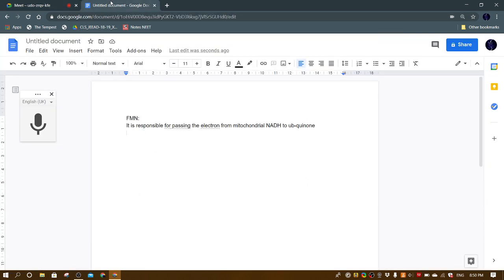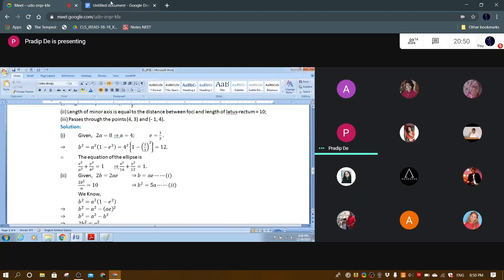Only 2 points given. The ellipse passes through the points 4, 3 and minus 1, 4. Only 2 points given. What to do? We know that the ellipse is of the type whose equation is x square upon a square plus y square upon b square is equal to 1. All you have to do is to find the values of a and b. Now this ellipse passes through 4, 3.